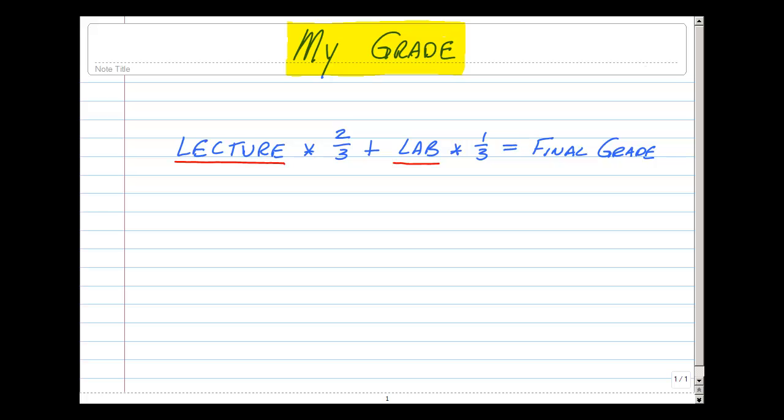If you have a 3.45 or higher, you get a 3.5, and so on down the line. And this is how your final grade is determined.